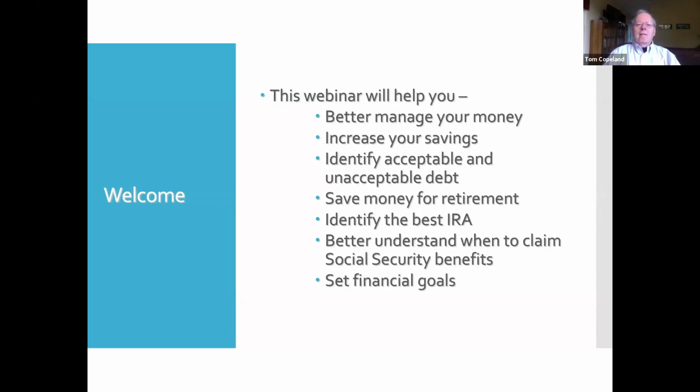And we'll also say something about Social Security benefits, when is the best time to collect benefits and how to find that out. And lastly, I'll say a few words about meeting financial goals in general.